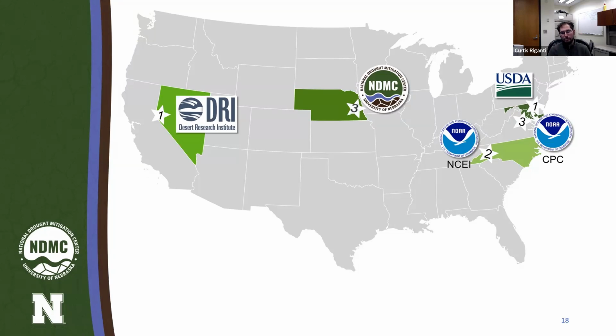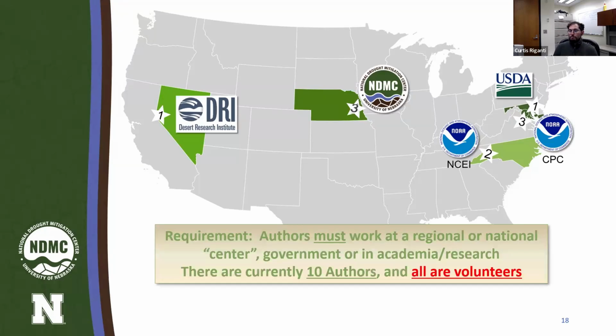So we have one author at the Desert Research Institute, 3 here at the National Drought Mitigation Center in Lincoln, Nebraska, a couple authors at the NOAA National Centers for Environmental Information in Asheville, 3 authors at the Climate Prediction Center, and 1 author at a USDA facility in Washington, D.C. So authors must work at a regional or national center, in a government or in an academia or research shop. There are currently 10 of us authors for page 1.